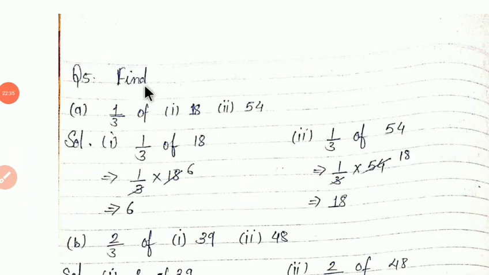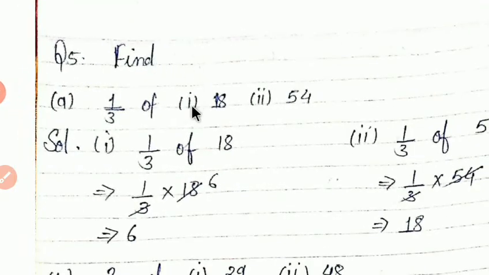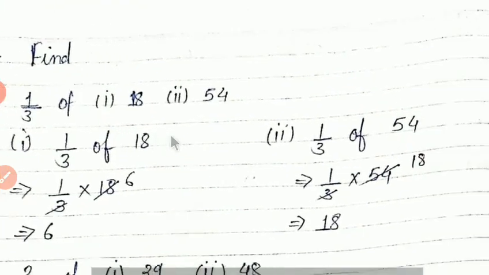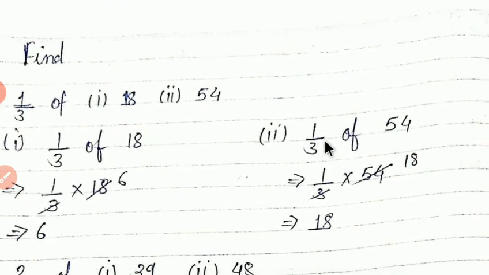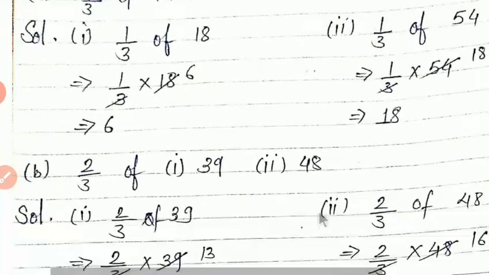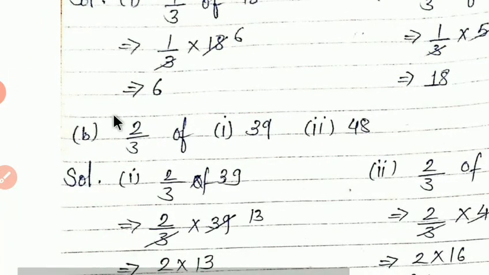Now question number 5. You have to find the answer: 1 by 3 of 18 and 54. So we have to find the answer of both questions. First we'll write 1 by 3 of 18. We know that of means multiplication. So 1 by 3 into 18. So 3 ones are 3, 3 6s are 18. If we can reduce into the lowest form, we can reduce it. So the answer is 6. The second one is 54. You have to find 1 by 3 of 54. So 1 by 3 into 54. If you divide 54 by 3, we'll get the answer as 18.